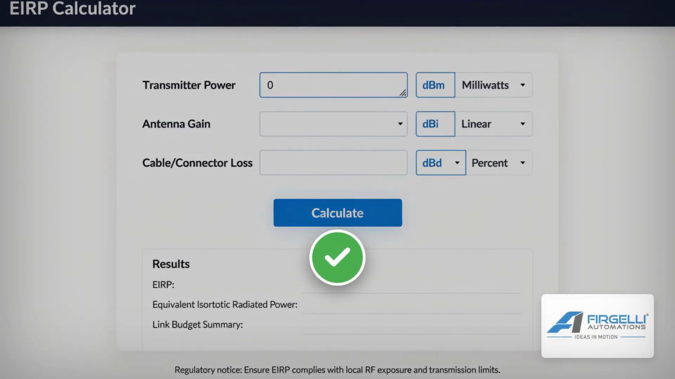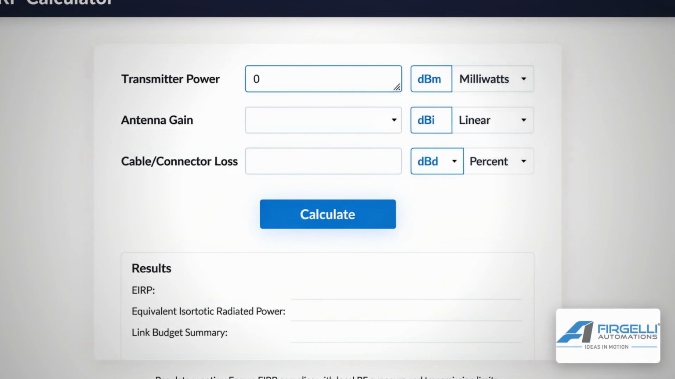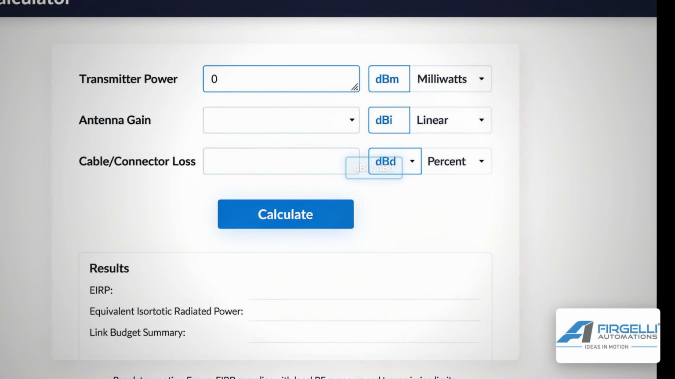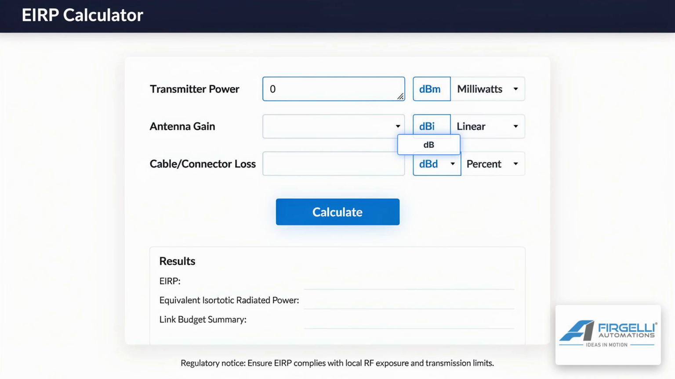We'll use Calculate EIRP. For transmitter power PTX, choose between dBm, watts, or milliwatts. We'll use dBm. For antenna gain GANT, select dBi relative to isotropic, dBd relative to dipole, or linear power ratio. We'll use dBi. For cable connector loss LC, pick dB or %. We'll use dB. Now let's calculate.